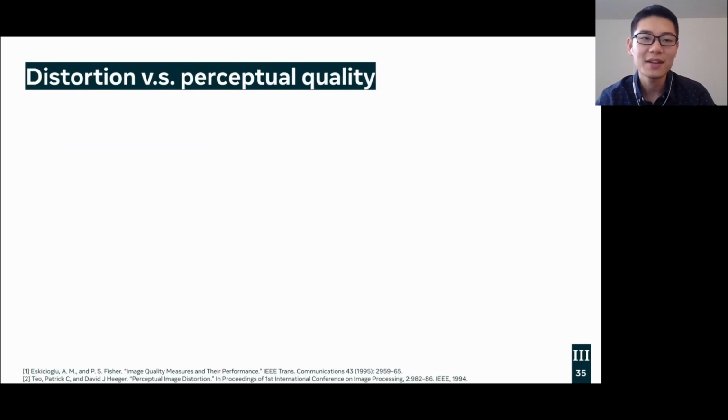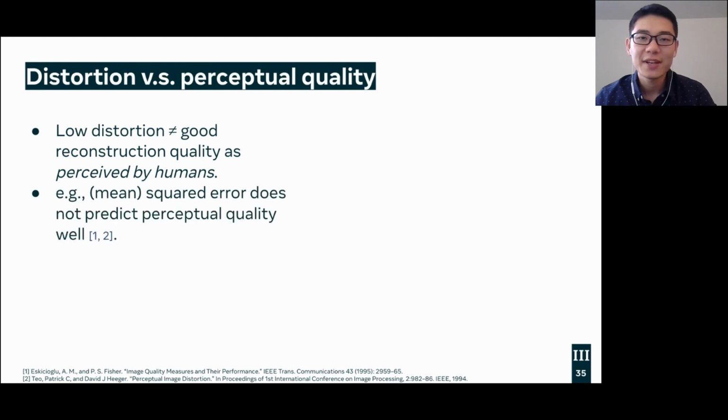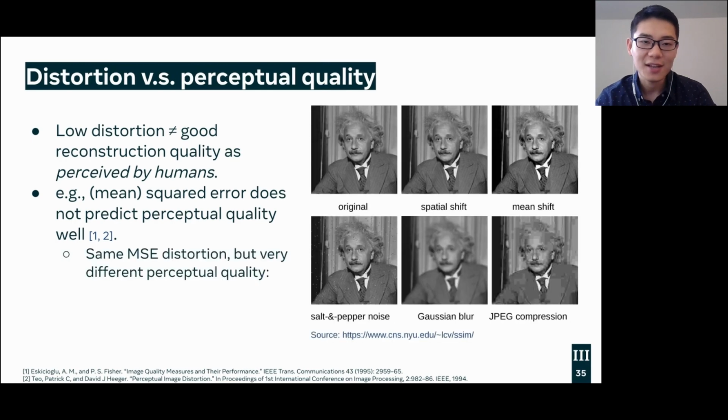For compressing digital media, such as images, low distortion is ultimately just a surrogate for good reconstruction quality as perceived by human users. However, it turns out that these two criteria are not necessarily well aligned. It's been observed many times that the mean squared error does not predict perceptual quality very well. And here's a classic example.